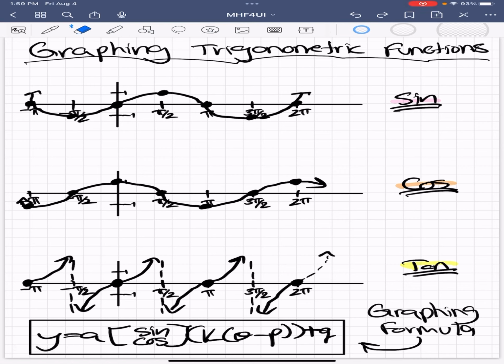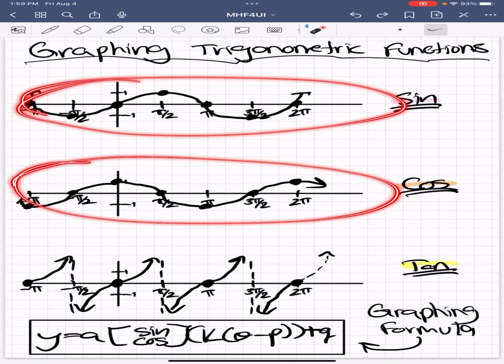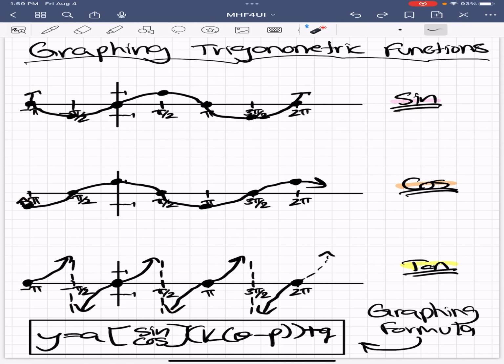So we have our graphing trigonometric functions. So we have sine. Let me use our lightsaber tool. We have sine, we have cos, and we have tan. So I'm going to give you a moment to write these down.